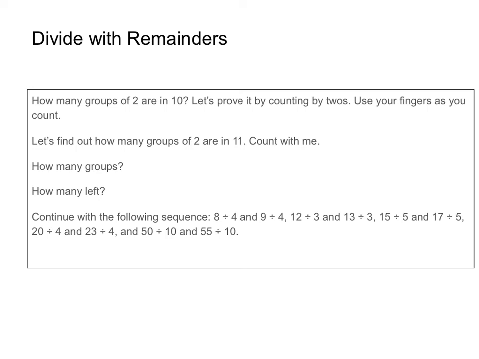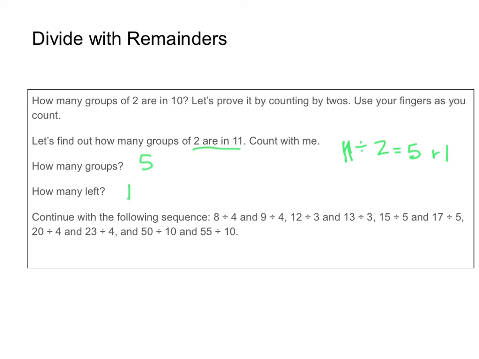The next question is, let's find out how many groups of 2 are in 11. So we're going to do the same thing. We're going to count 2, 4, 6, 8, 10. Well, how many groups of 2 do I have? I have 5, right? But I have how many left over to get to my 11? I've got 1 left over. So that turns into a division problem of 11 divided by 2 equals 5 with a remainder of 1. There's 1 left over.